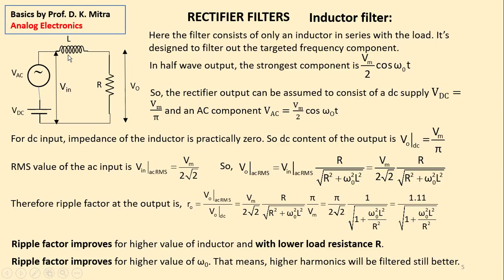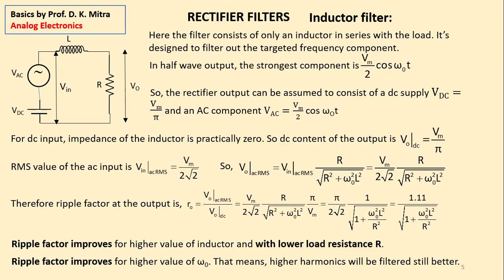Too high is a problem, because normally in the market, a high value of inductor is not easily available. And the higher the omega, the better the ripple factor. Coming back to the AC component, we have taken the primary predominant AC component as cos omega 0 t. It also has AC components of 2 omega 0 t, 3, 4 omega 0 t, etc. And this equation shows that if omega 0 t is filtered out, then the higher harmonics will be filtered out better. That is the consequence of this equation, right? This is the final ripple factor with an inductor filter and a half-wave rectifier.